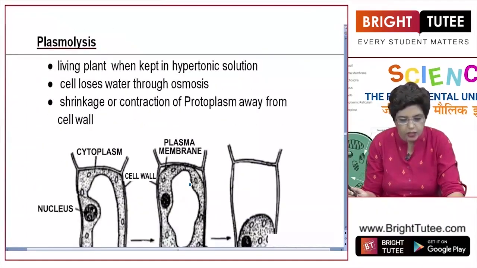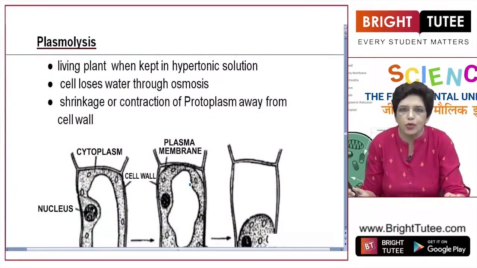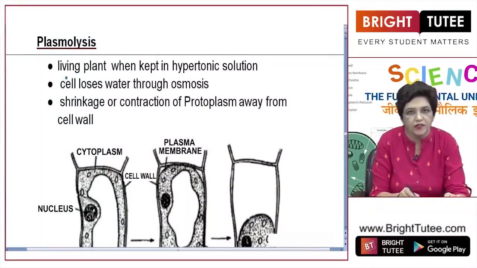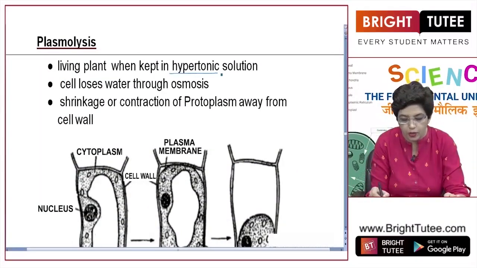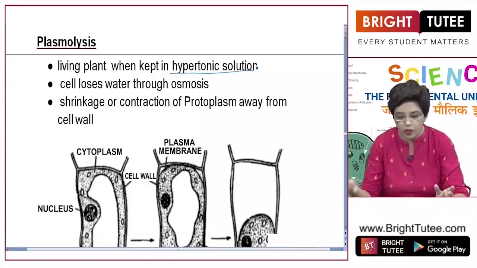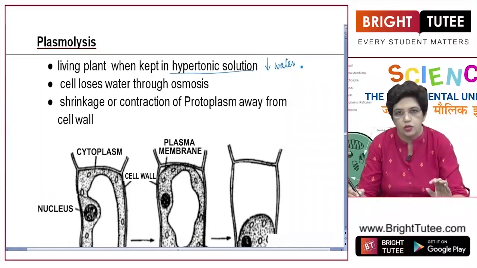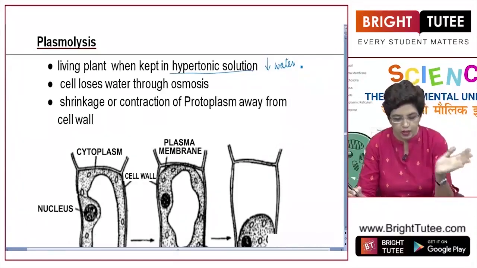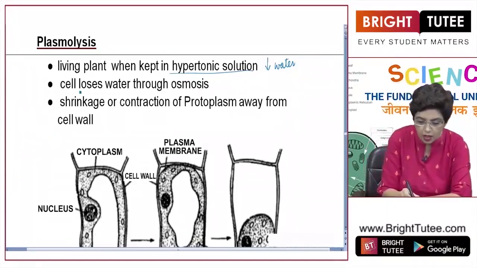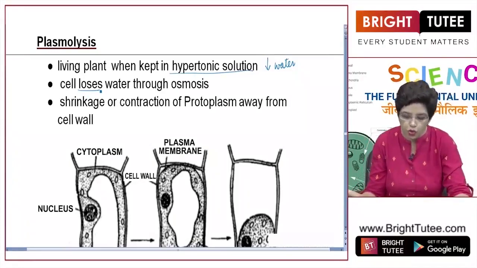Another topic related to the cell wall is plasmolysis. Now what happens if a living cell is kept in a hypertonic solution? If you remember, what is a hypertonic solution? It contains less concentration of water as compared to inside the cell. So hypertonic contains less water. What will happen? Water will move outside. So the cell will lose water due to osmosis.